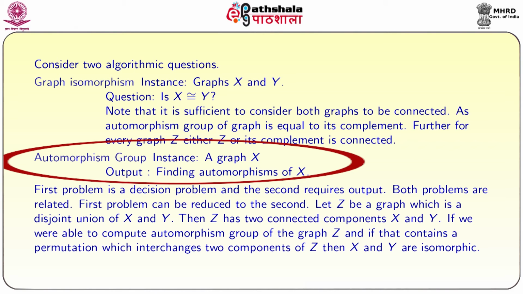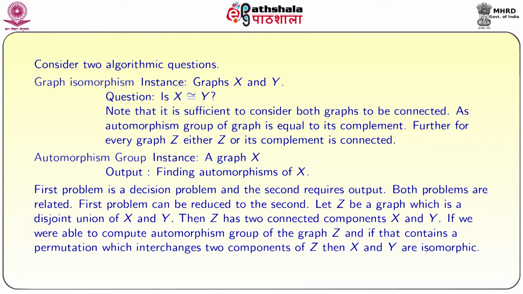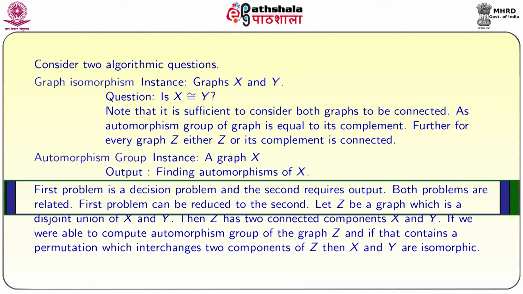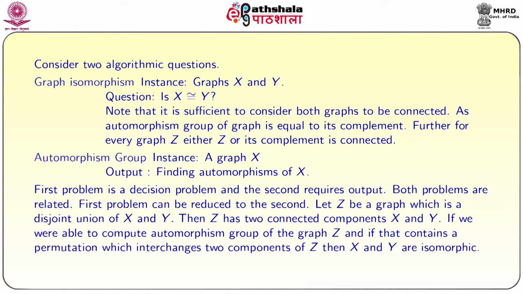Automorphism group of a graph. Here the instance is a single graph X, and the output is finding an automorphism of X. So, these are two different algorithmic problems. In the first problem, two graphs are given and we need to find out whether they are isomorphic or not, so we just need to say yes or no, whereas for the second problem it is not simply yes or no, we need to find all automorphisms of X. The first problem is a decision problem, that is, the output required is yes or no, and the second problem requires output.